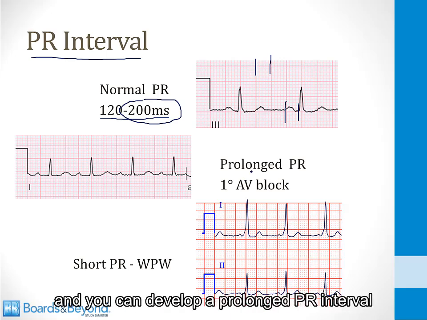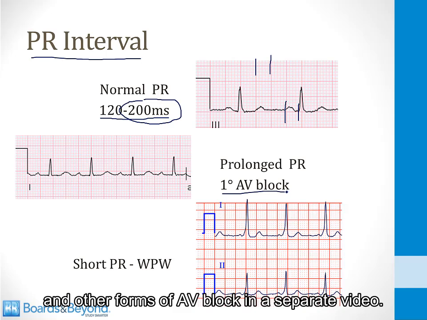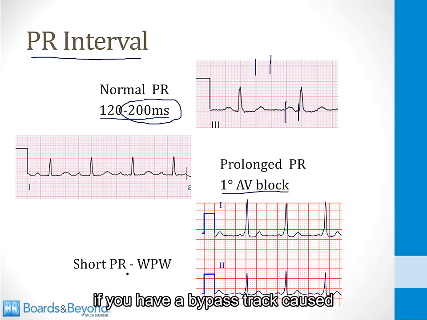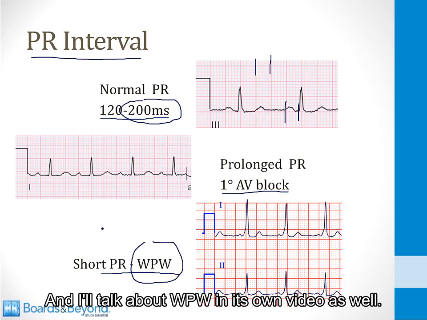You can develop a prolonged PR interval from first-degree AV block, and I talk about this and other forms of AV block in a separate video. You can also develop a short PR interval if you have a bypass tract caused by the Wolff-Parkinson-White syndrome, and I talk about WPW in its own video as well.